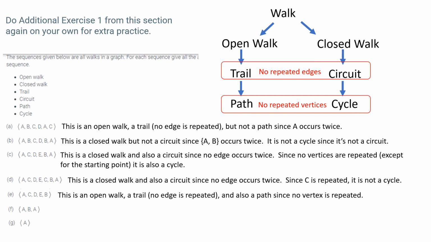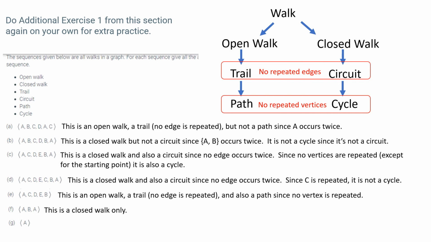Okay, F, A, B, A. Well, it's a closed walk. Is it a circuit? Well, no, it's not, right? Because we go from A to B and then back to A. We're on that edge twice. So it's not a circuit, and since it's not a circuit, we can't even consider it being a cycle. So we would say that it's a closed walk, and that's all it is.